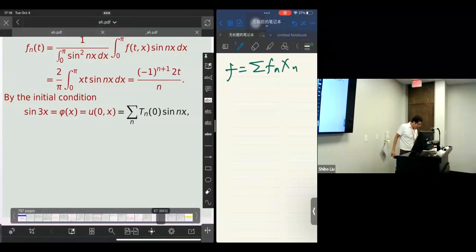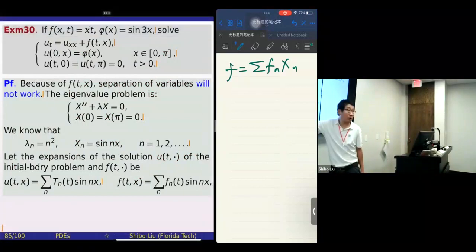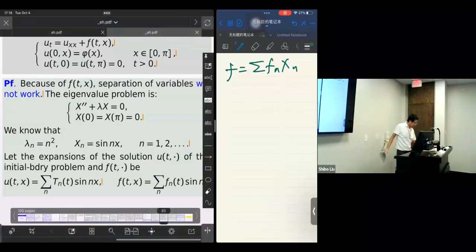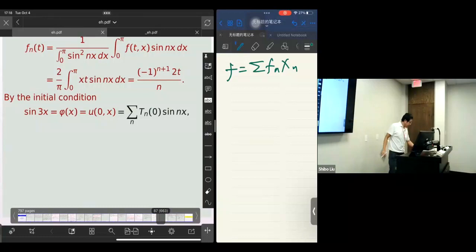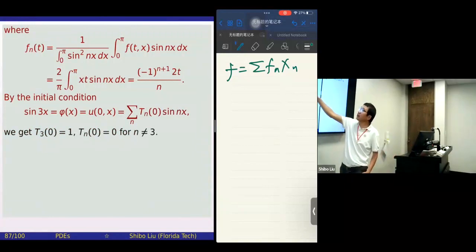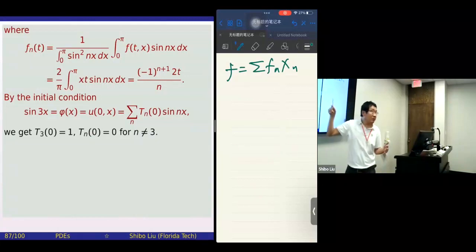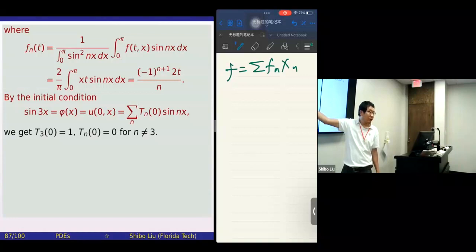Our u(t,x) is the sum of T_n(t) sin nx. Now u(0,x) is the sum of T_n(0) sin nx. That is our u(0,x) here. From this, what can we say? We see that T_3(0) is 1. In general, you should use a similar integral to determine the coefficients T_n(0). But in our special case, because this is sin nx from 1 to infinity, when n equals 3 we get sin 3x. So T_3(0) is 1, and the other T_n(0) are 0. Without computing the integral, you can have this conclusion. This is why I chose this initial condition.